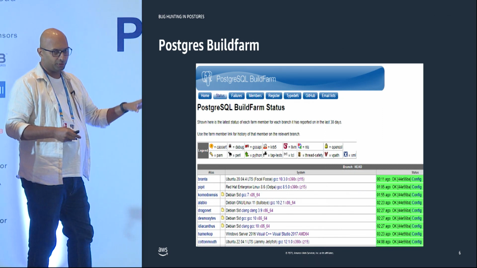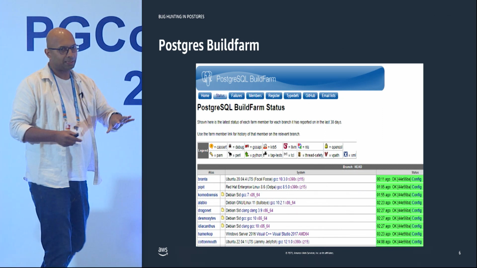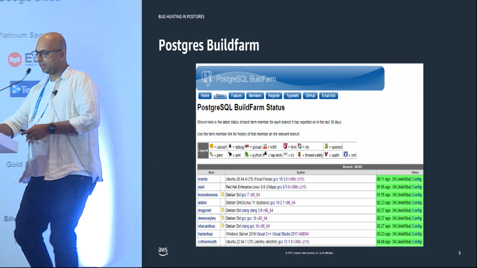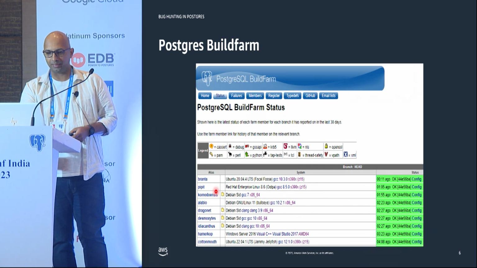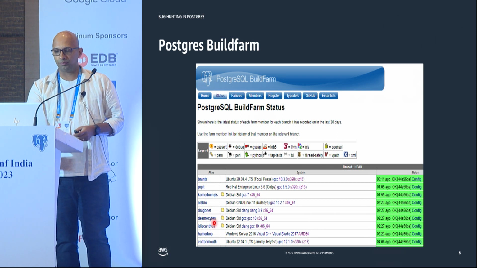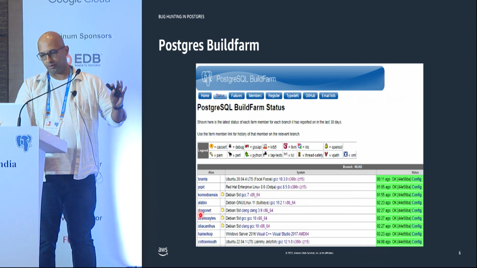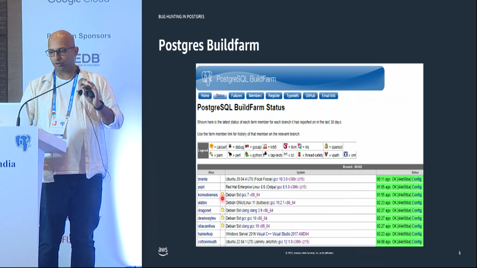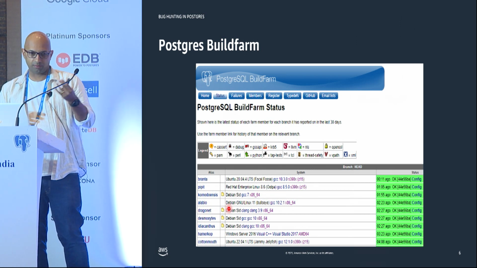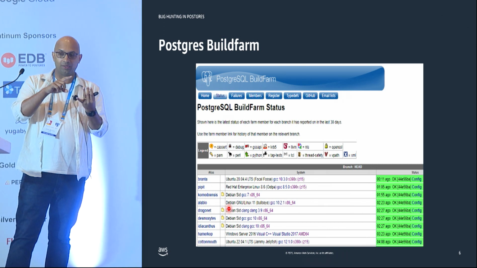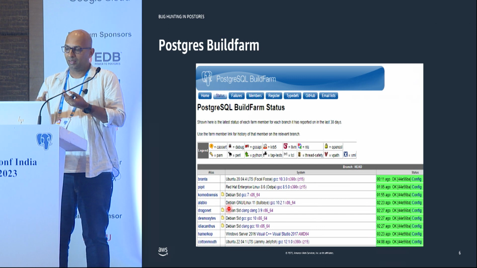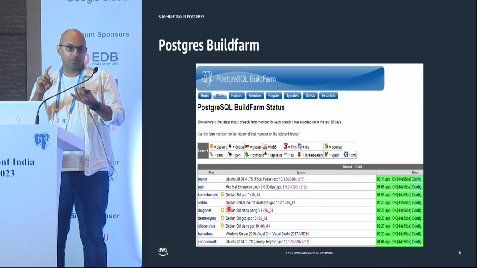Besides the interaction, the next part is what's already there. If you look at these names on the left, they're basically machines that are already running right now. This is called the build farm. Those machines have different operating systems, different compilers, compiler flags, they could be ARM architecture, they could be Intel.